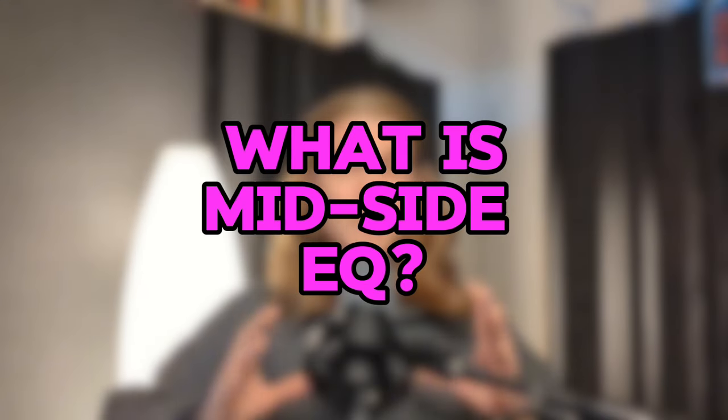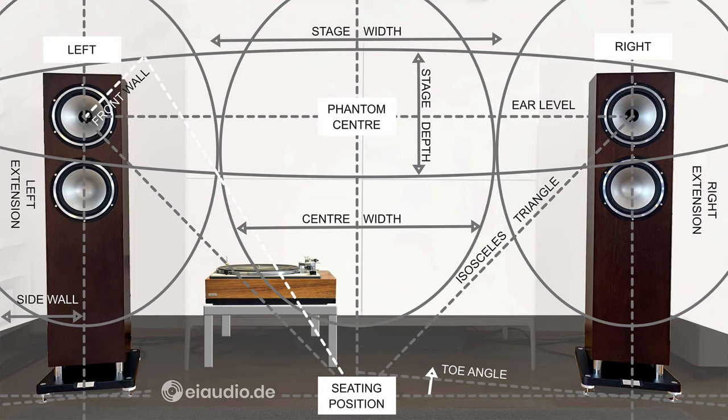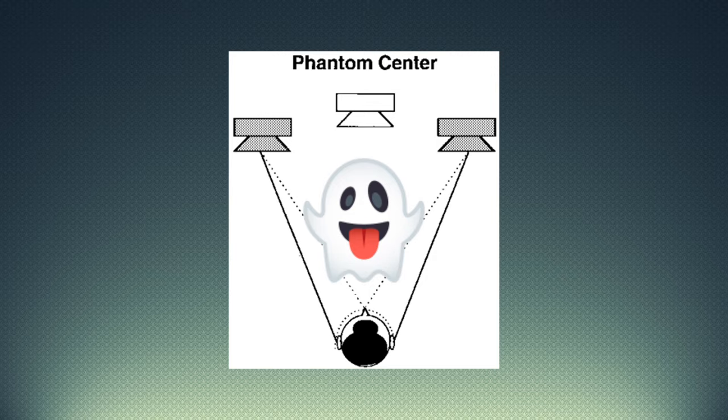So what is mid-side EQ? Most music you'll listen to is in stereo. This consists of two channels, left and right. However, the actual listening experience is much more complex. The two channels are interacting and mixing in our heads so that they form a 3D image to us. This is why if you're listening on two speakers, you might be able to hear something that appears to be in between those speakers. This is what's called the phantom center.